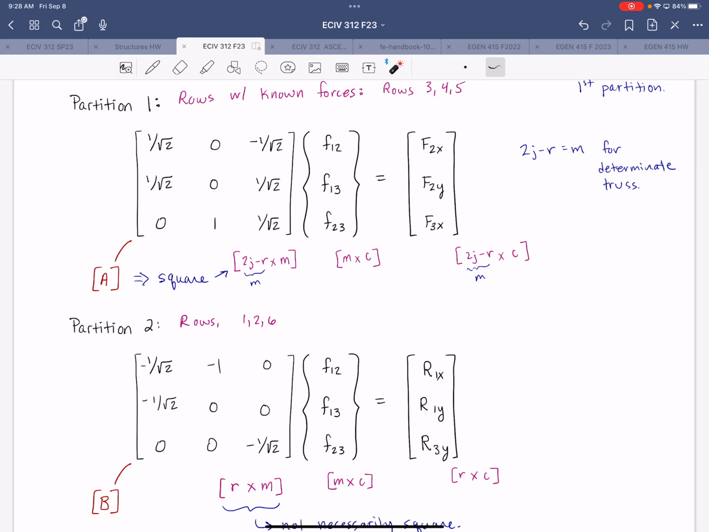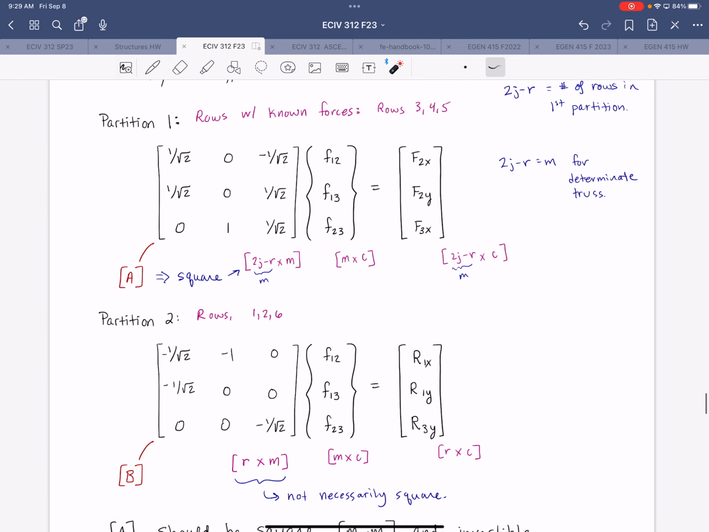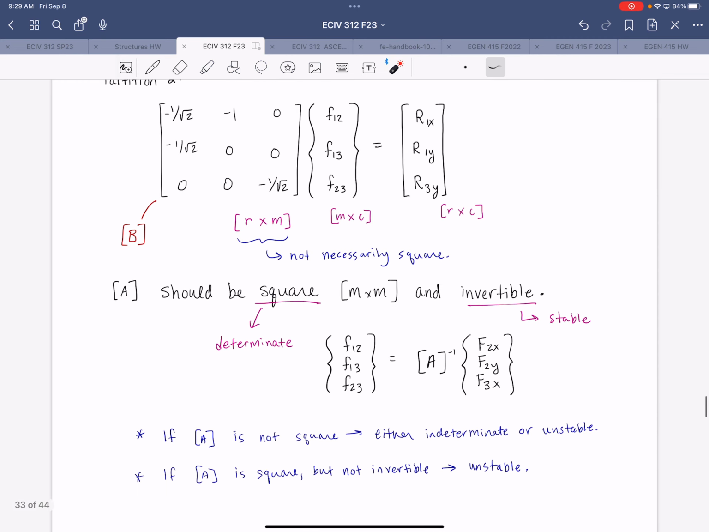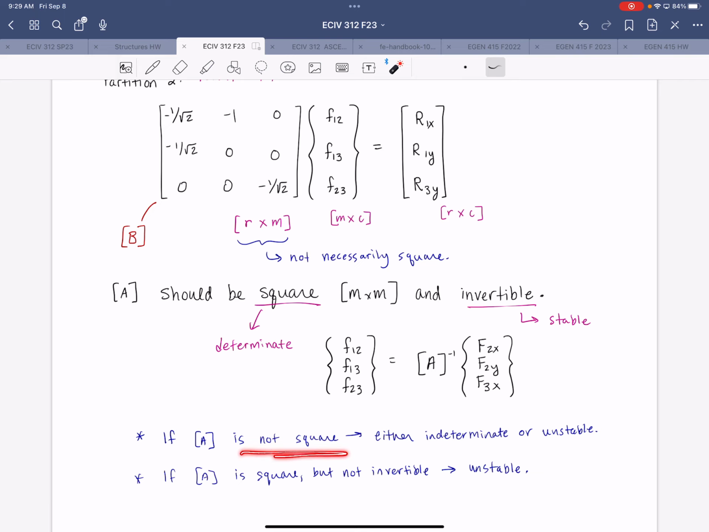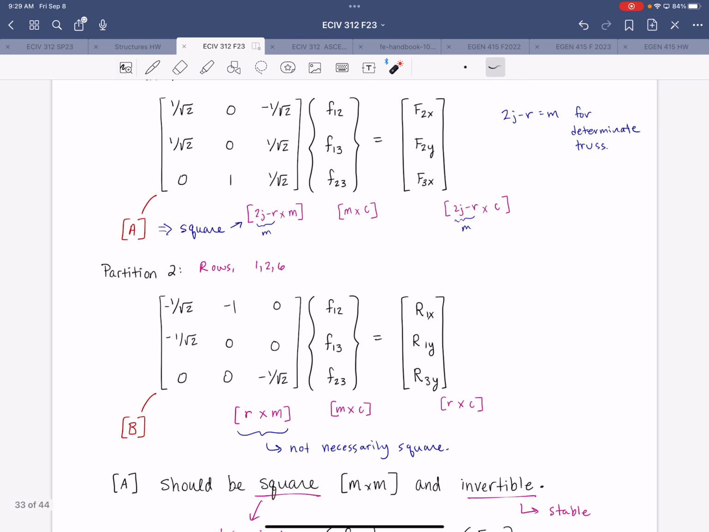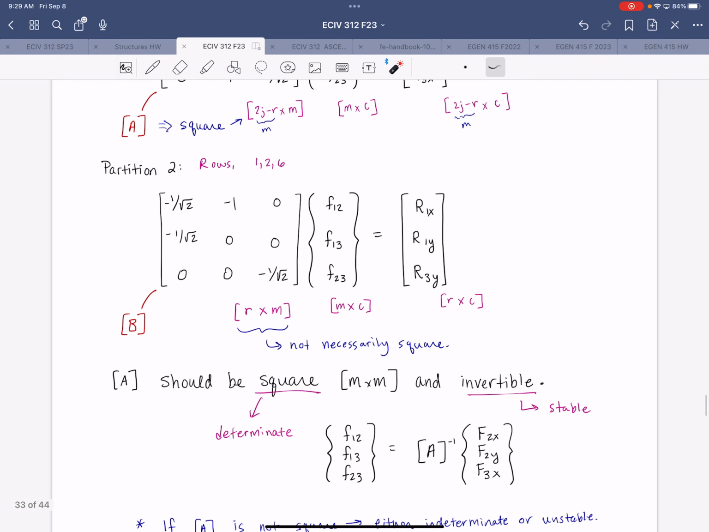I'm not sure I follow your question. For the reaction forces. Well, I was thinking of a situation if there were 2 pins instead of a pin and a roller. Sorry, say that again. If there were 2 pins instead of a pin and a roller, there would be 4 reaction forces. I understand. Okay. Yeah. So if there were 4 reaction forces in this truss, then we would end up with a first partition that is not square, right? And it would be indeterminate. So in that case, your first partition would have more columns than rows, right? So you'd have more members than known forces. Yeah.